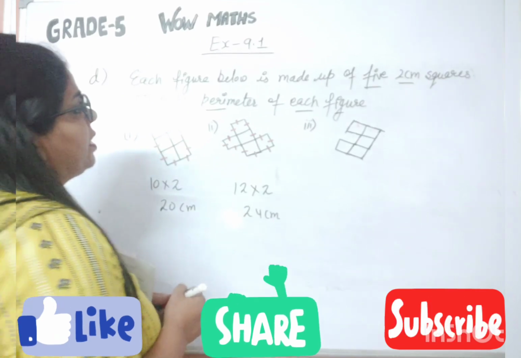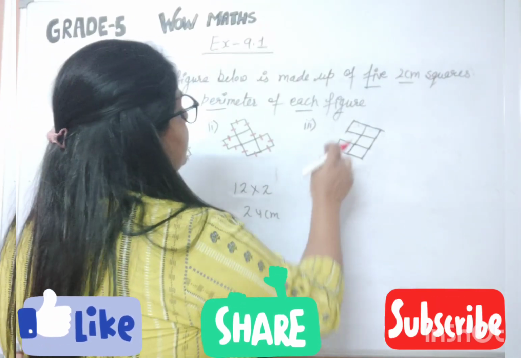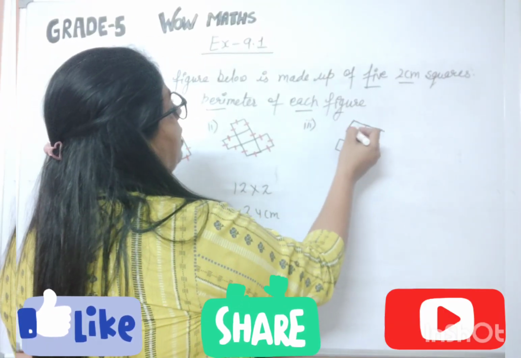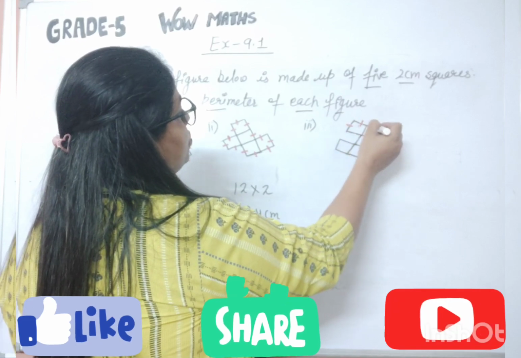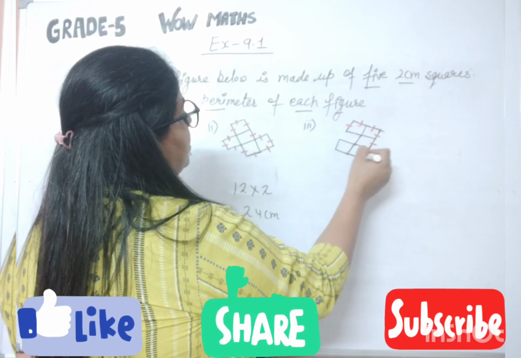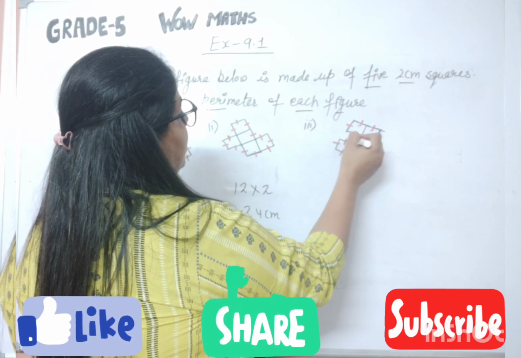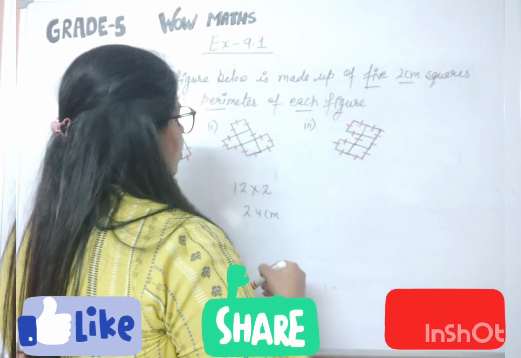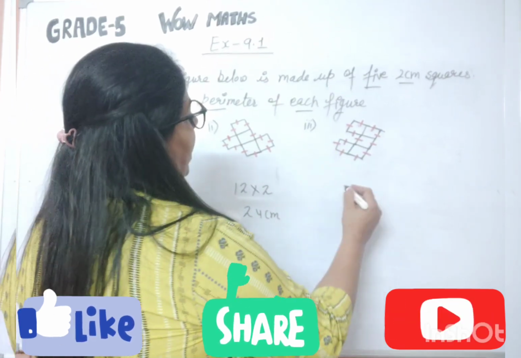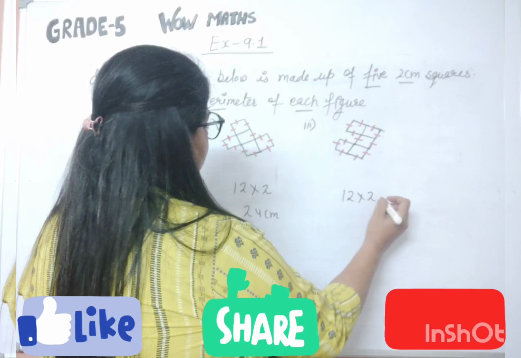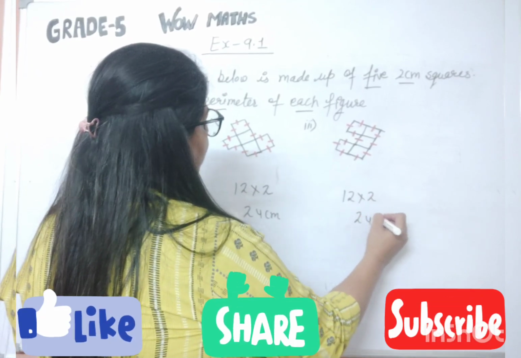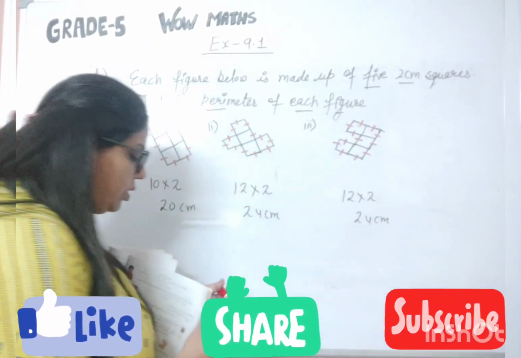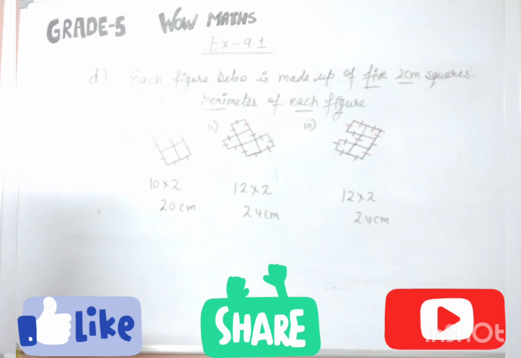So in the third part also, let's start marking it. Don't skip any side. So it's 1 2 3 4 5 6 7 8 9 10 11 12. So there are total 12 sides and each side is of 2 centimeter. So the perimeter of the third figure given, that's an irregular shape, is 24 centimeter.